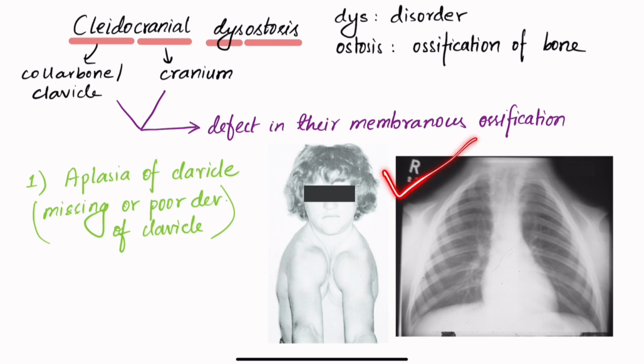As you can see in this X-ray, the clavicle was supposed to be here, however it is absent. And this is what we call aplasia of clavicle. So the clavicle is either missing or there is very poor development of clavicle.